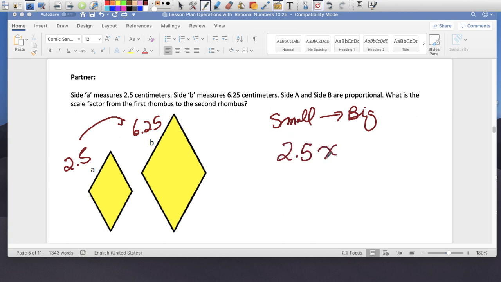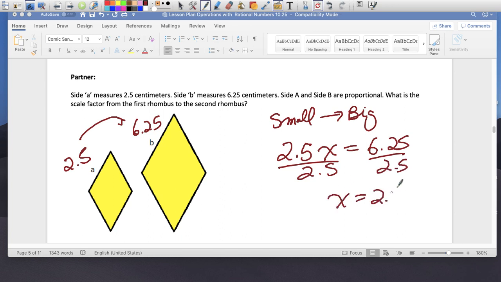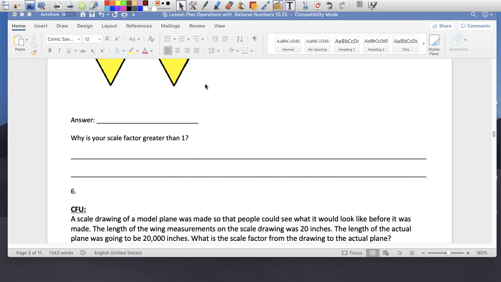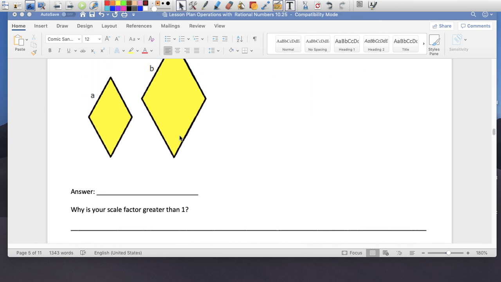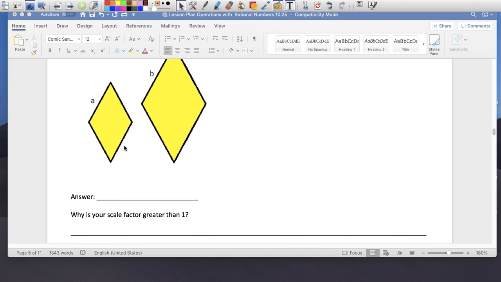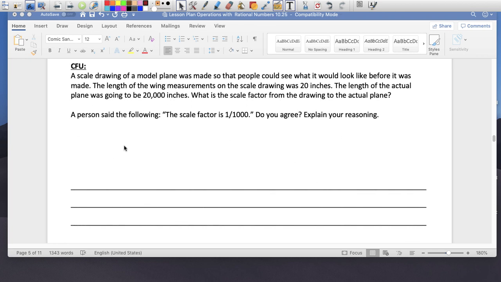So let's think about it. 2.5 times a number is 6.25. So to find that number, we're going to solve the equation. Divide by 2.5. And x equals 2.5. So the scale factor is times 2.5. Why is your scale factor greater than 1? Because the second shape is larger than the original shape. Okay? And every time that happens, our scale factor is going to be greater than 1.